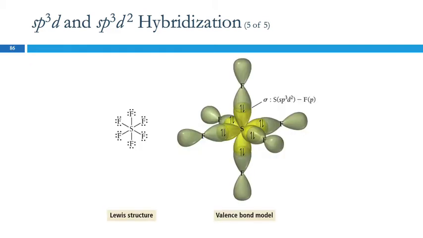So something like SF6. Here's our Lewis structure. We look at the Lewis structure and we see there are 6 electron groups. I need 6 hybrid orbitals. S, P, P, P, D, D. That makes 6. sp3d2. Those 6 equivalent things now are going to spread out like this. Each of them has 1 electron. It can overlap with fluorine's p orbital that has 1 electron.